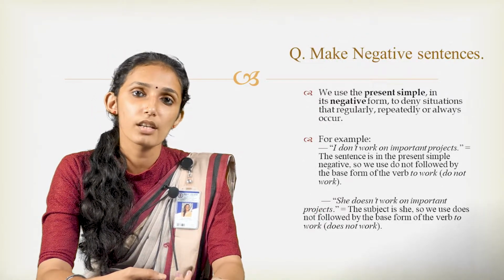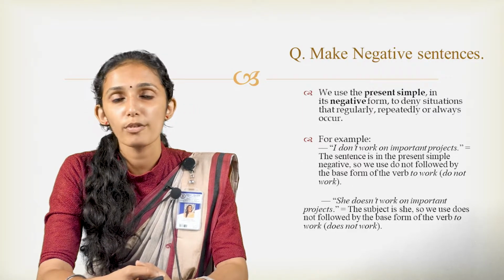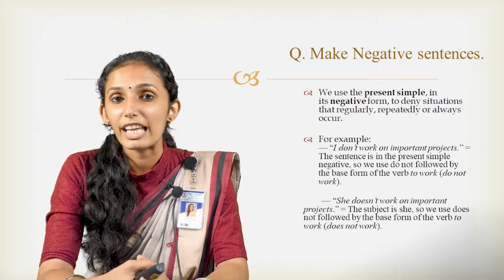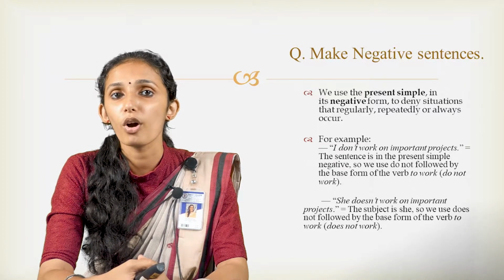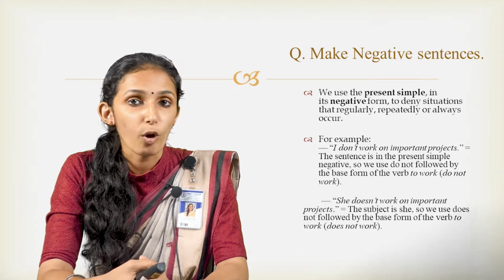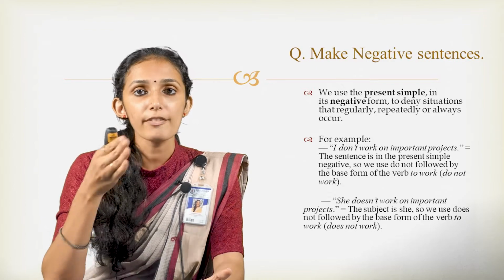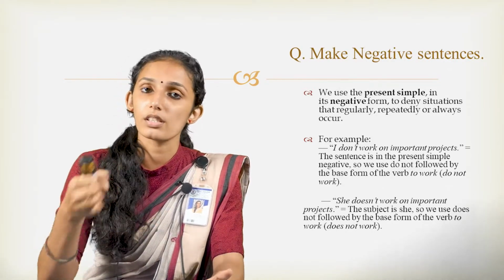Before I discuss the practice questions, I would like to give a short note on how to answer this question. We use the present simple in its negative form to deny situations that regularly, repeatedly, or always occur. When we use the present simple in its negative form, we start with the subject, followed by do not, and the verb in its base form. In the third person singular, we use does not.